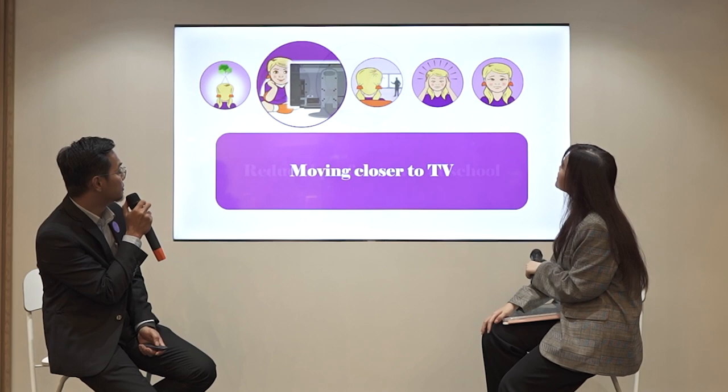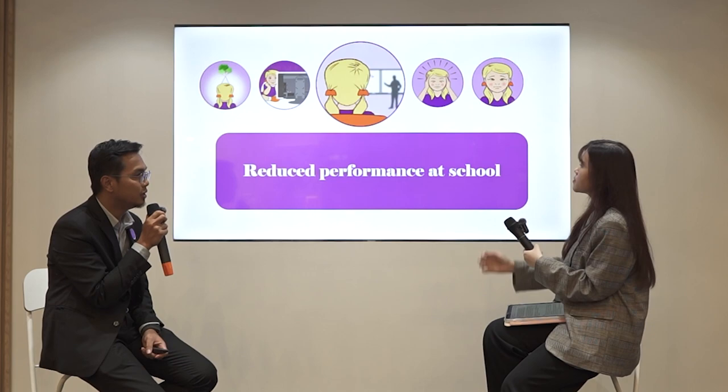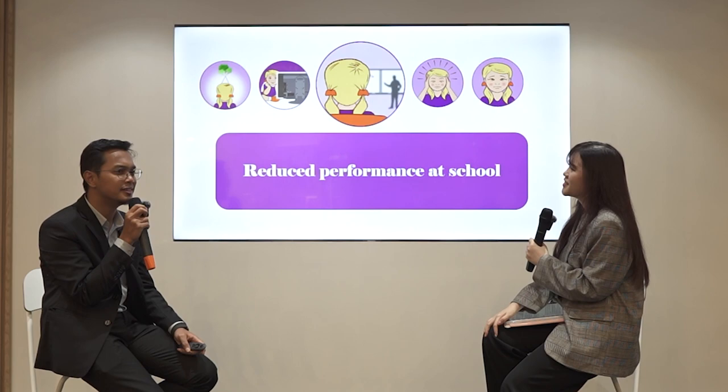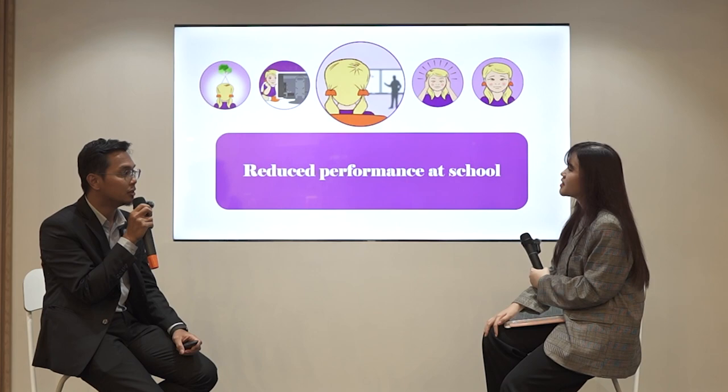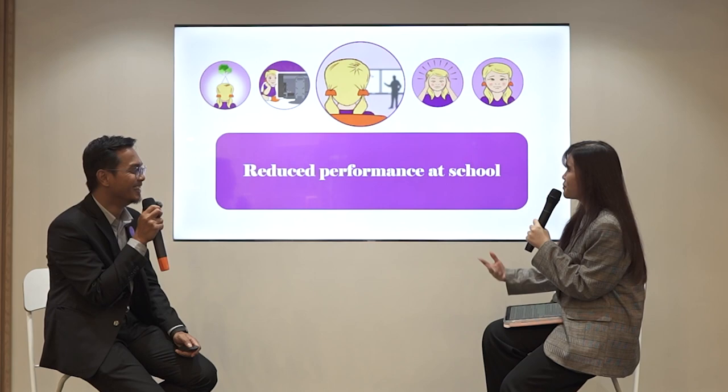Next, reduced performance at school, because they cannot see the whiteboard. If you notice that in standard one and standard two the performance is very good, then suddenly in standard three the performance drops, you have to think of something. Don't scold them, saying you are not reading your book. Ask them what the problem is.